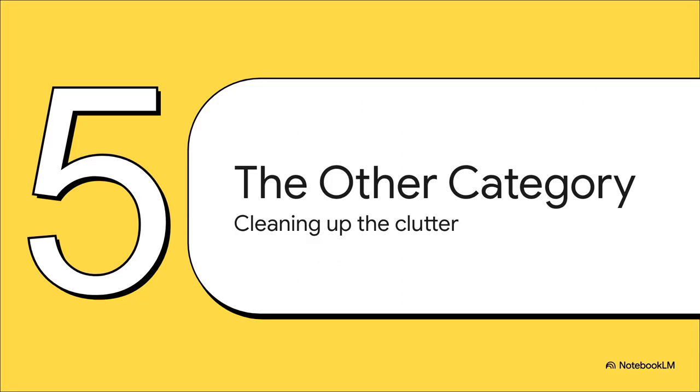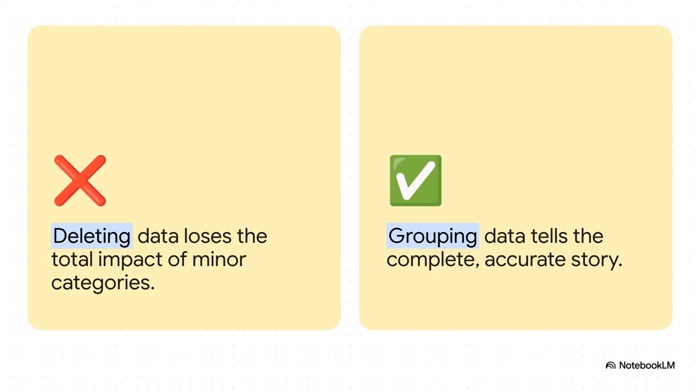Section 5. The other category solution. Cleaning up the clutter. But don't worry, I'm going to show you the ultimate data science magic trick. We are going to fix this cluttered disaster without losing a single piece of actual mathematical data. Now, some beginners might think, well, let's just delete the players with only 1 or 2 votes. No, deleting data is a terrible mistake. It completely ruins the integrity of your data set.